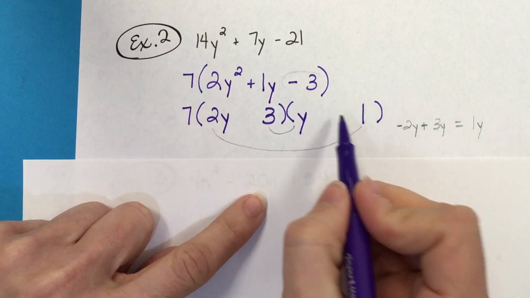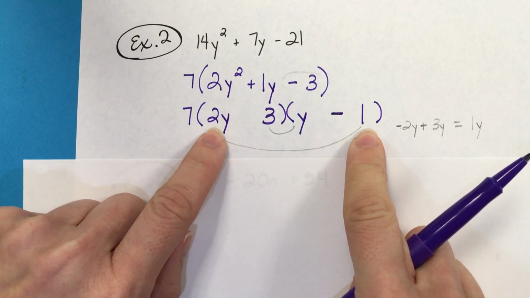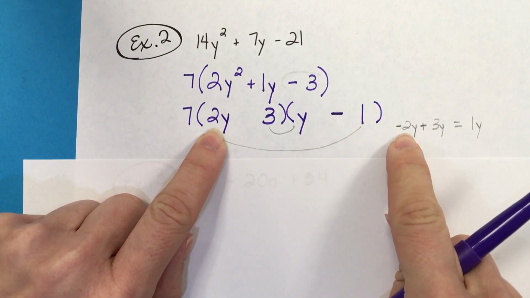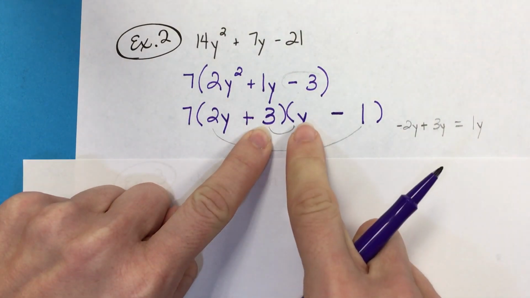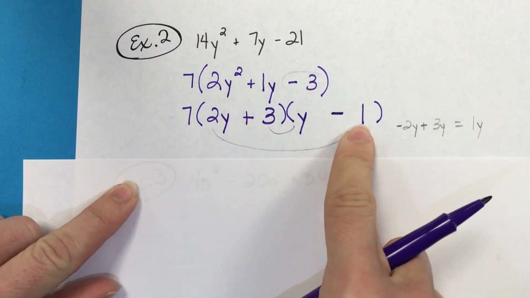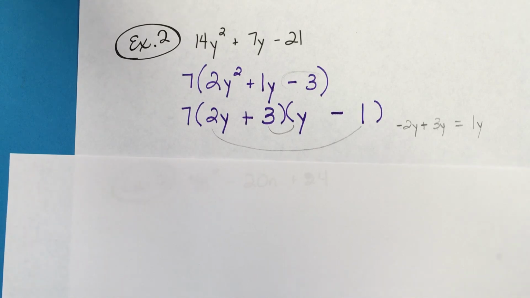So that would mean I have to put my minus sign here, because if I were to do a 2y times a negative 1, that will give me that negative 2. Plus sign here, positive 3 times y would give me the positive 3y. So this would be the correct combination of what you need for that one. Okay, next one.